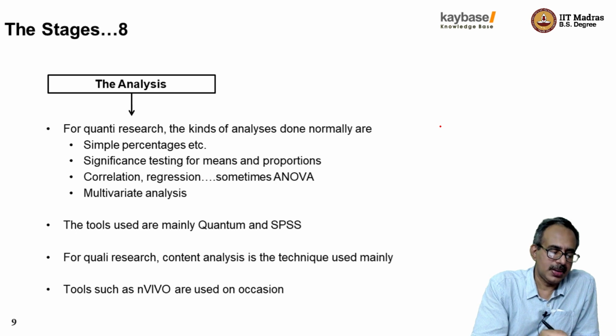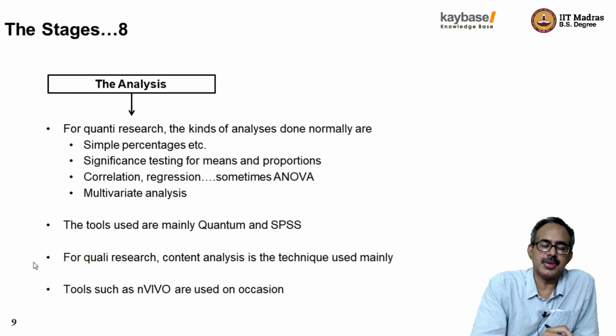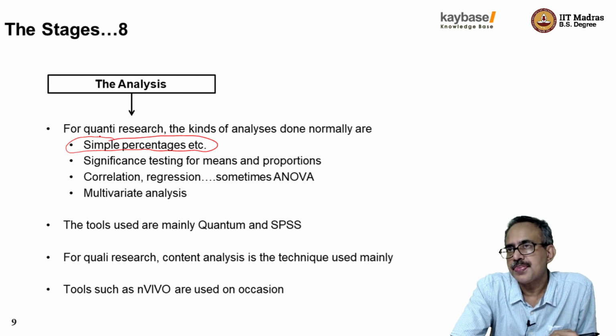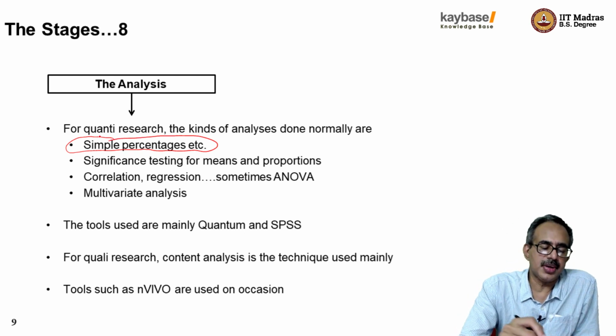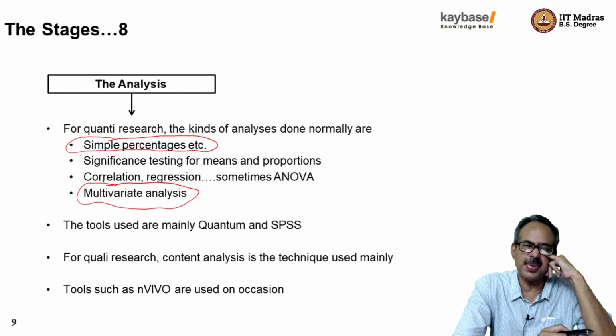And finally, we come to analysis. So once the data is collected, for quantitative research, we do analysis, and 90% of what we require can be met through simple percentages. Another 5 to 7% can be met through simple significance testing. All these are not always needed. Sometimes people do it because it looks impressive.